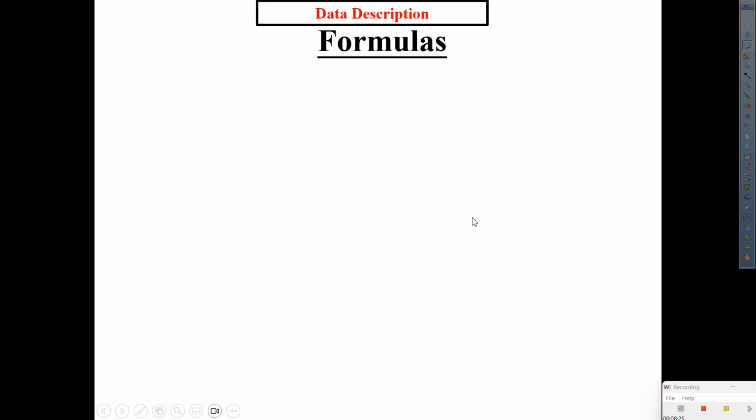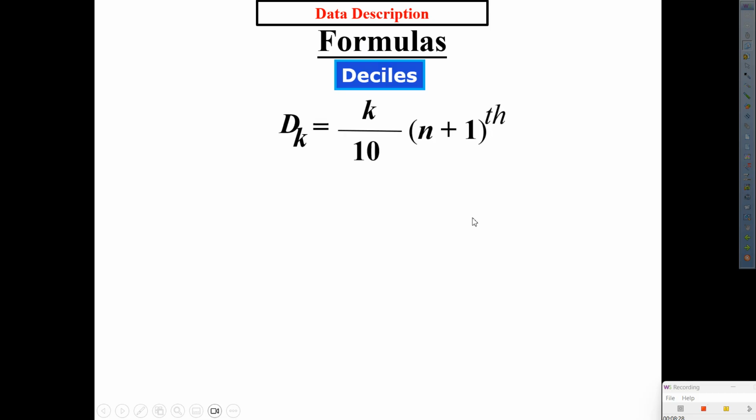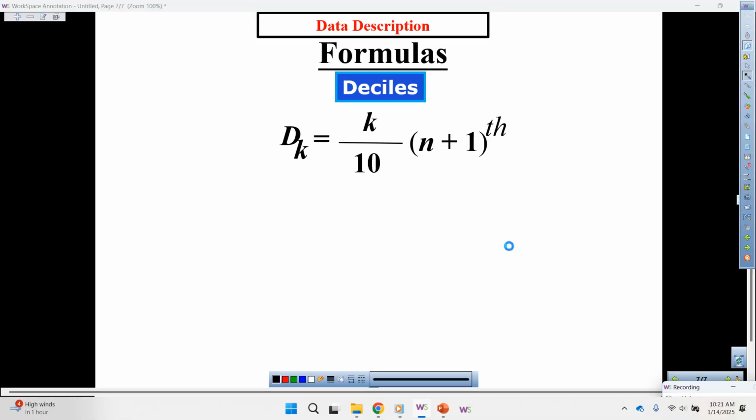Copy this formula for today's session. Deciles, d of k equals k over 10 times n plus 1. All right, so as you're writing that one down, let me make some notes on that formula.